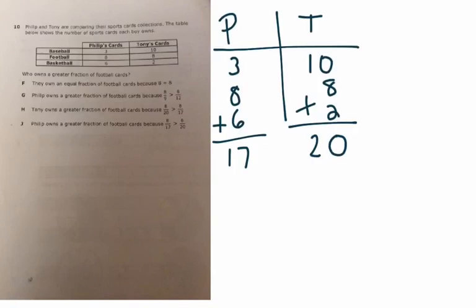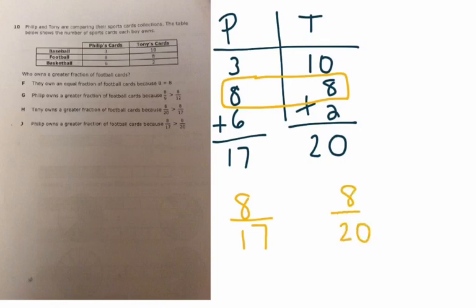So once you find that amount, you're only looking for football cards. So you only want to look for the numbers that represent how many football cards Philip and Tony have. So now you have the numbers to get the numerator and the denominator. Once you have that, look to see that those numbers are the ones that you need in your answer choices, and then you're just going to compare it to the equation. And also you need to pay attention to the names that are given to make certain that they match up to your fractions.